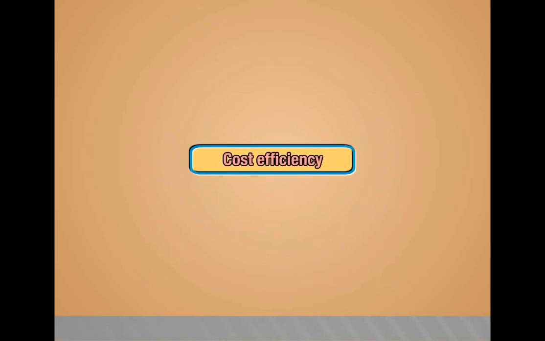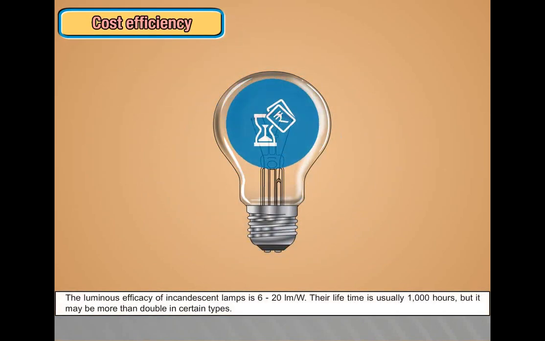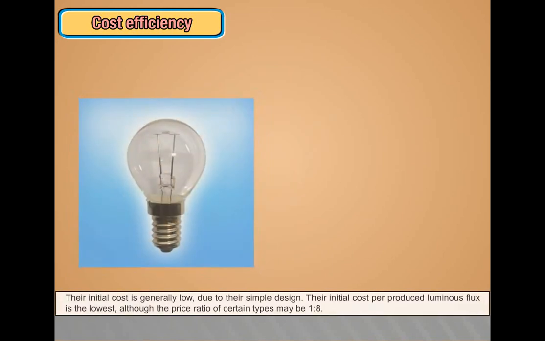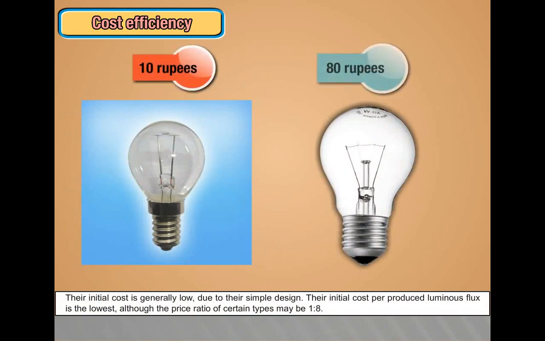Cost efficiency. The luminous efficiency of incandescent lamps is 6 to 20 lumens per watt. Their lifetime is usually 1000 hours, but it may be more than double in certain types. Their initial cost is generally low due to their simple design. Their initial cost per produced luminous flux is the lowest, although the price ratio of certain types may be 1:8.